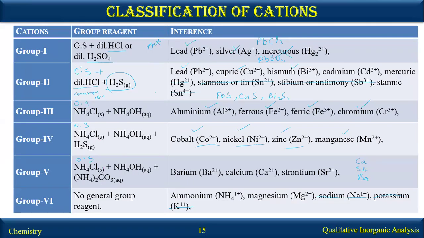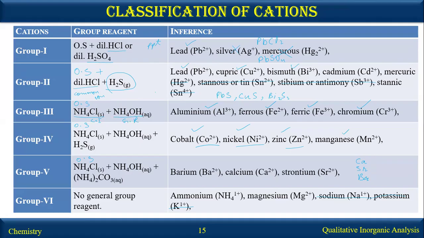So similarly, in cations, first we perform the test for group 1. If group 1 is absent, then we perform the test for group 2. And after that, perform the test for group 3. So you will take the original solution again. And here ammonium chloride is used as a common ion. Ammonium is the common ion in both of them. So ammonium is used as a common ion. And this is the group reagent.